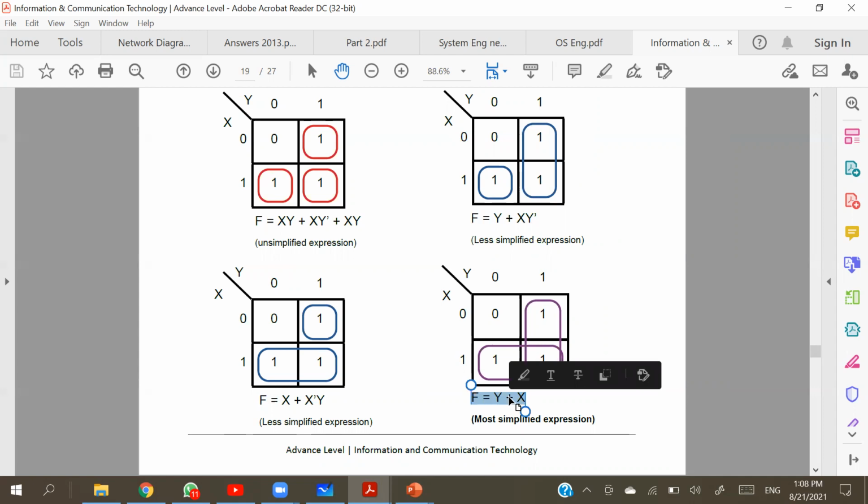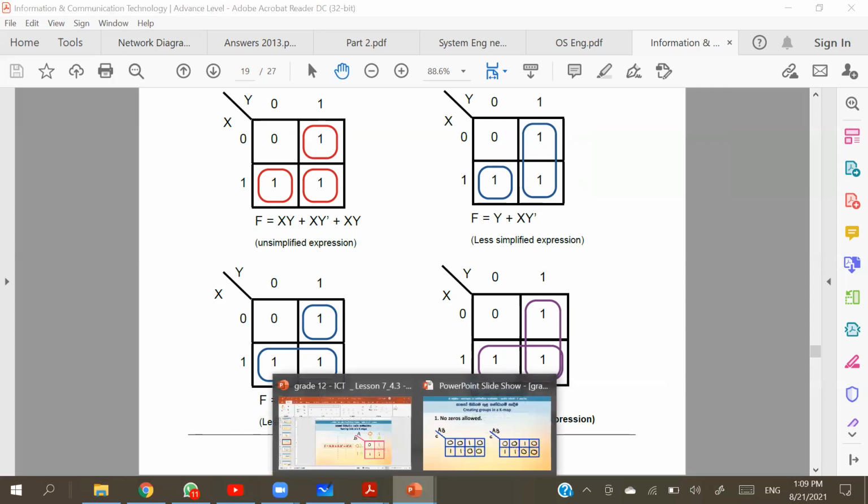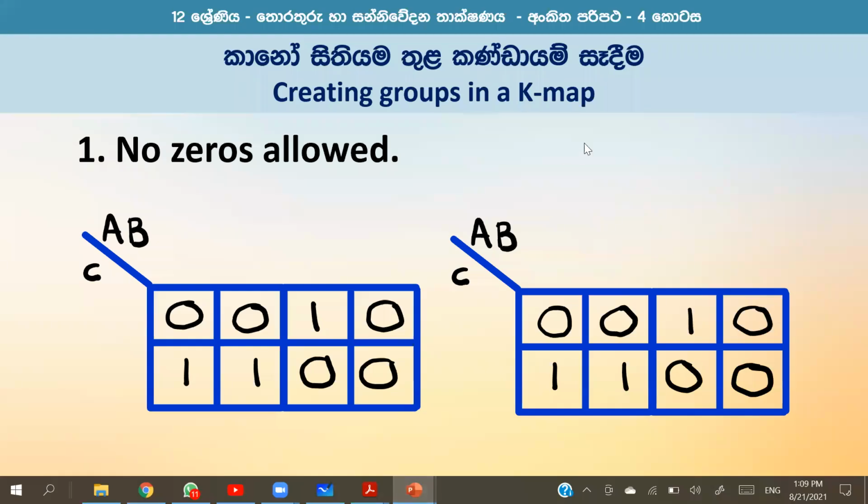Right, so the purpose is that after we plot the ones, we are going to group the ones. When we are grouping the ones, there are several rules that we are going to obey. Right, when grouping ones in a K map, there are several rules that we have to obey. So what are these rules? These are the rules.